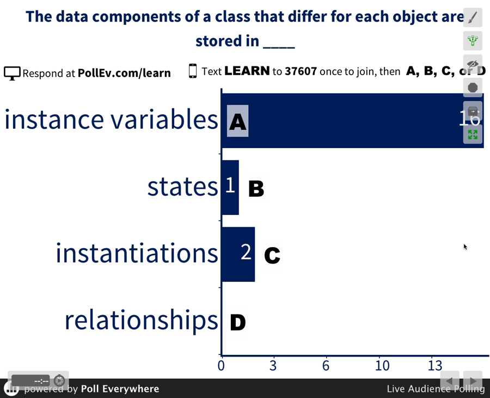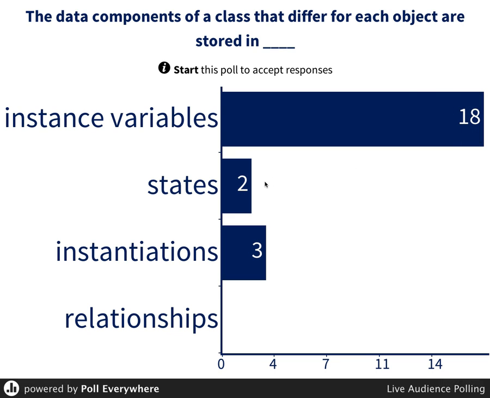I'll wait for a couple more answers. States. Okay, let's see. 17. Oh, we got a little bit more responses now. 22. Okay, that's good enough. Oh, there we go. Just got under the gun. 23 responses. I would say definitely instance variables is the way you go.